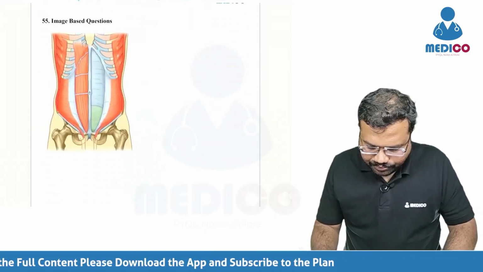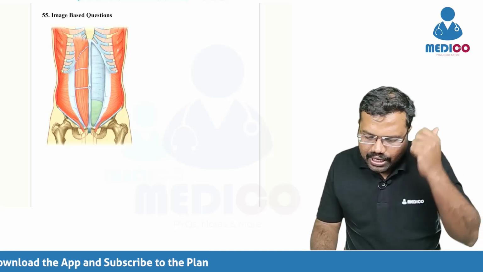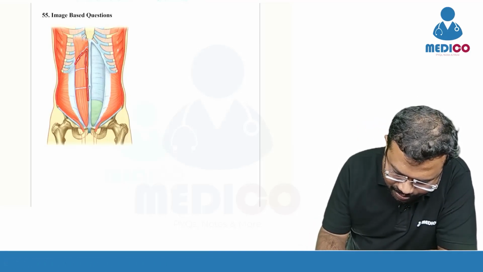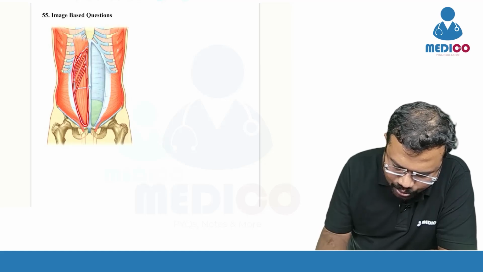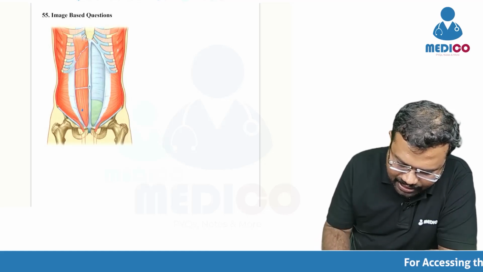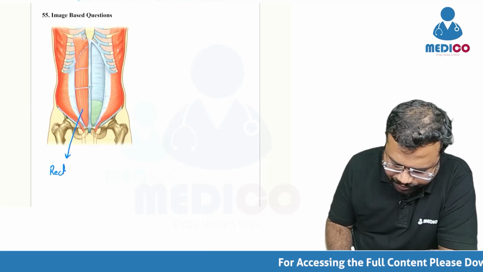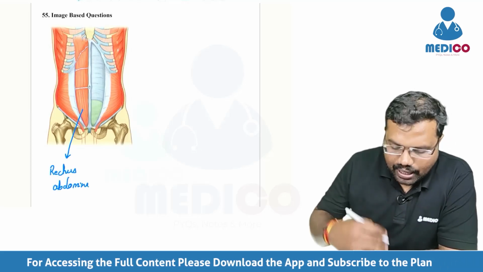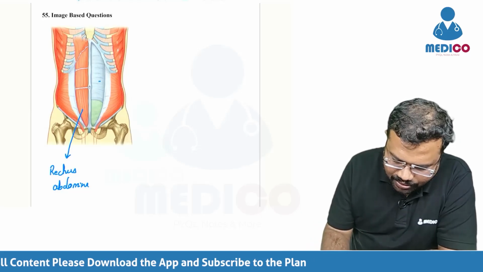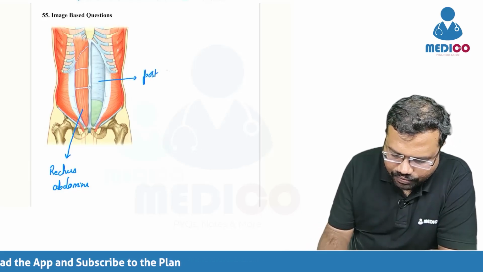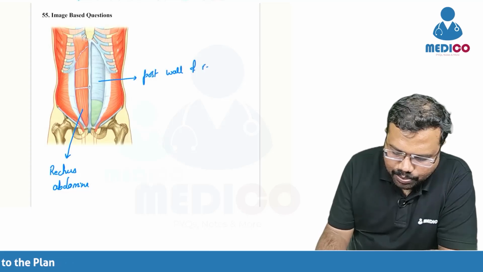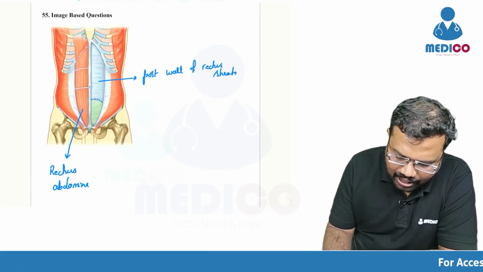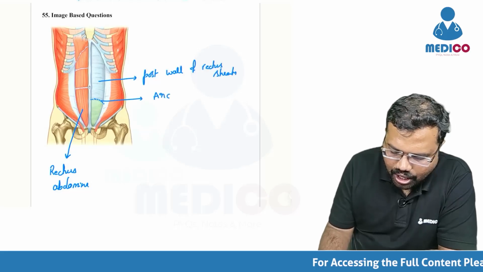Next, coming to image based questions regarding the rectus sheath. In this, the anterior wall of the rectus sheath is removed. Once the anterior wall is removed, you can see a muscle. This muscle is called rectus abdominis. If you remove this rectus abdominis, you will see the posterior wall of the rectus sheath. This posterior wall will not be present throughout, and it ends in an arc shaped line, and that is called the arcuate line.